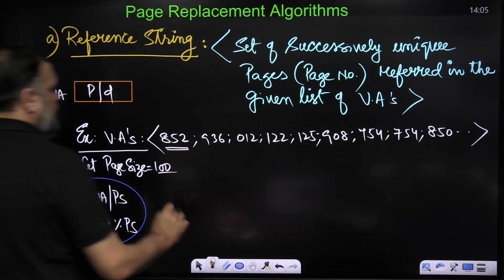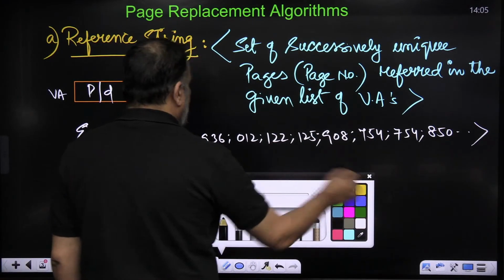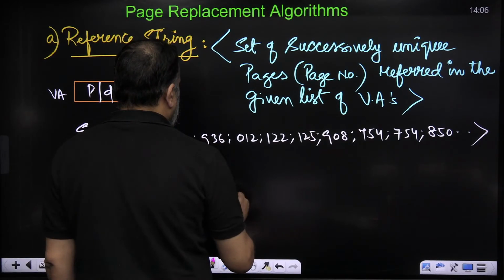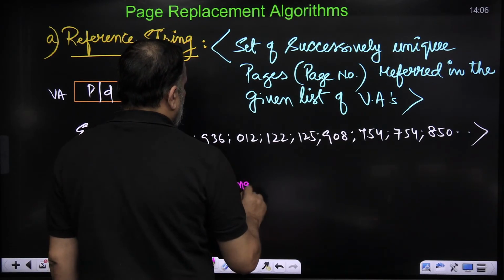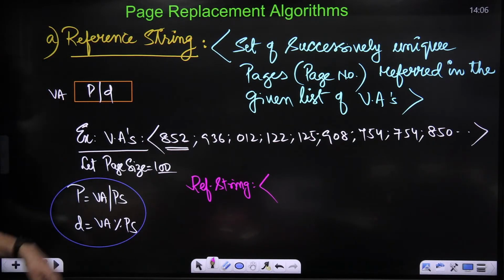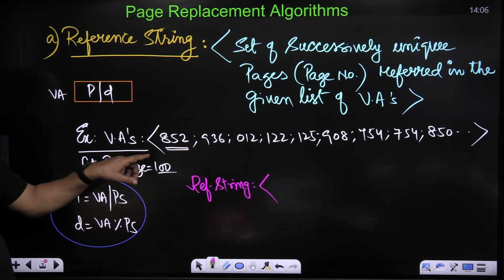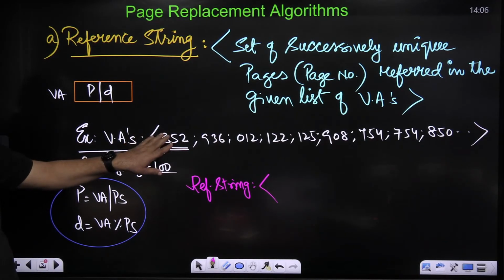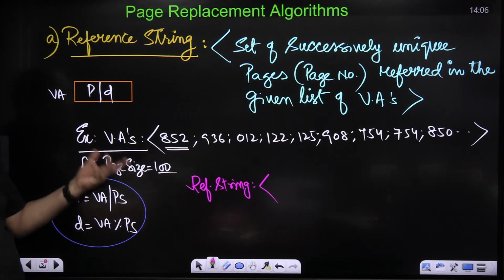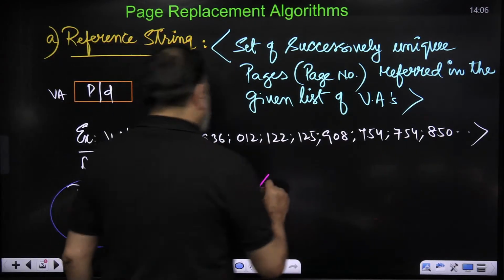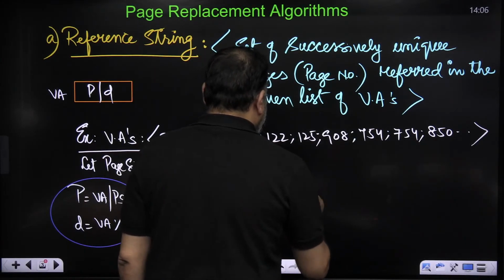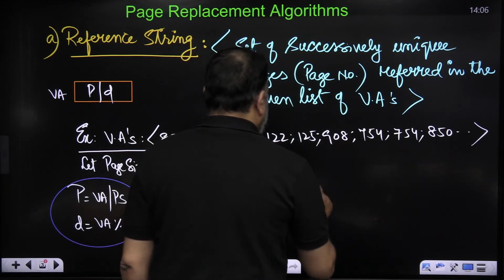So using this formula हम यहाँ पर इस process की reference string generate करेंगे. We'll generate the reference string. 852 देखिएगा 852 is a virtual address. So when I divide it by 100, I get the quotient as 8. So that is the page number. So therefore this is the page number 8. Next 936 divided by 100, page number 9. Next 012, so page number 0.